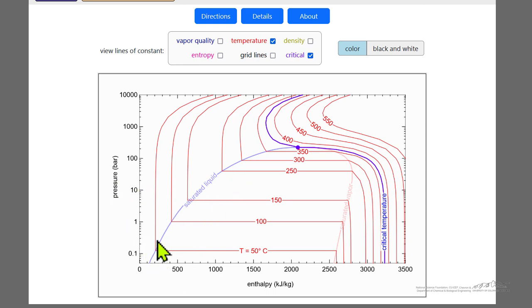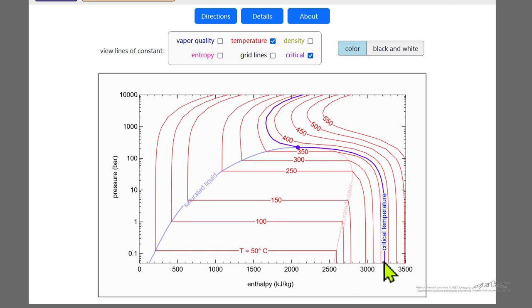If we have a liquid and we raise the pressure at constant temperature, we see almost no change in enthalpy until we get to very high pressures. Liquids are incompressible, so pressure has very little effect on enthalpy. If we go to the other extreme, vapor at low pressures, as we raise the pressure, we see very small changes in enthalpy. So at very low pressures, close to an ideal gas, and for an ideal gas, the enthalpy does not depend on pressure.